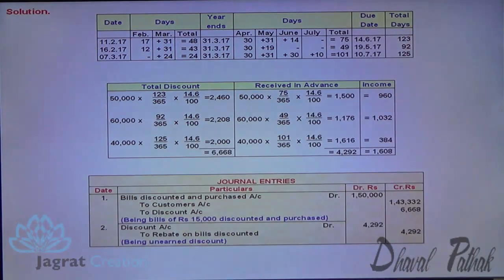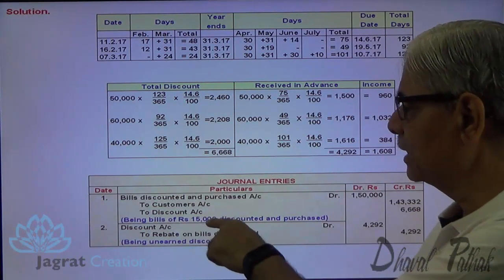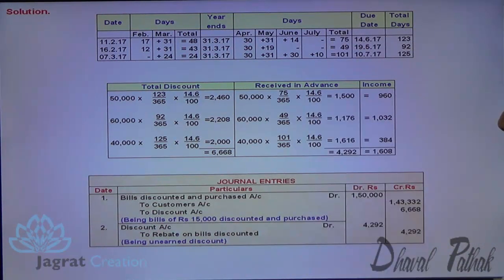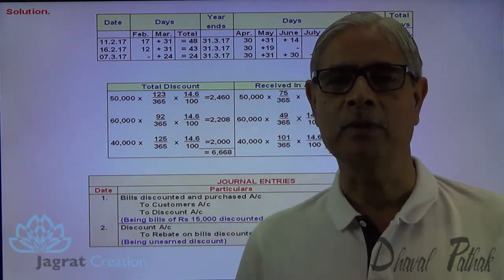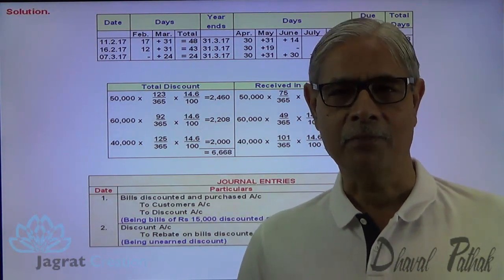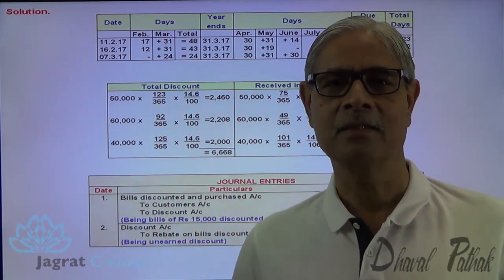Just observe the sum on the screen. It's very important: the bills discounted figure is not 15,000 but 1,50,000. It's an error, I'm sorry for that. Anyway, I have tried to explain this sum to you in detail. I feel that you followed all these things. Thanks to all.